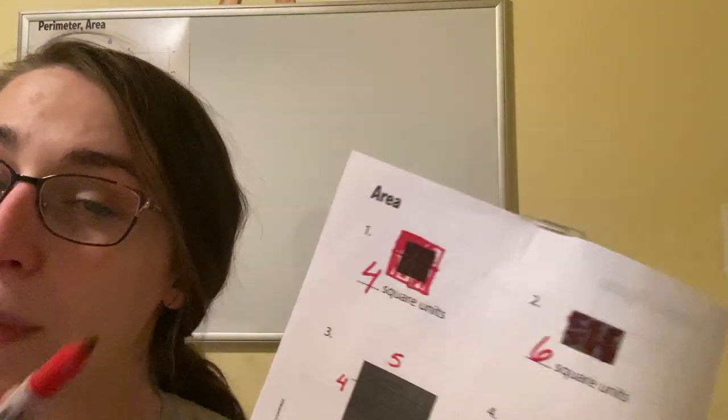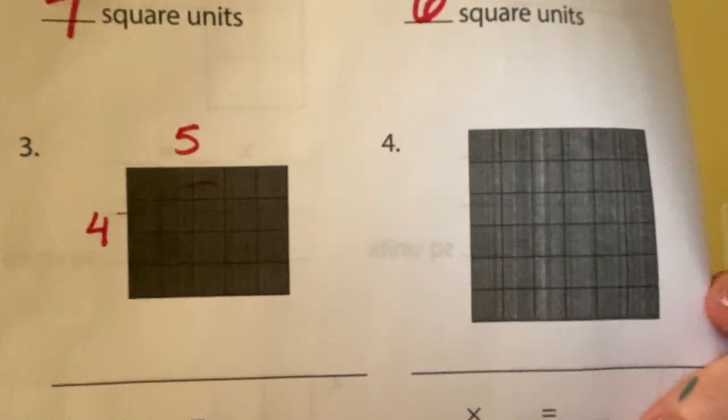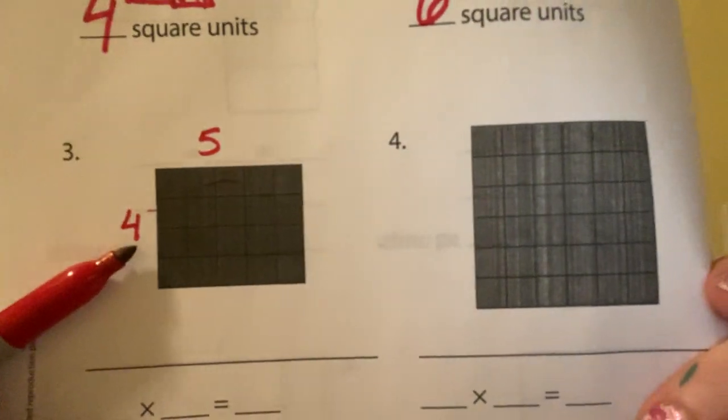If you weren't gonna count by ones, if you weren't gonna go 1, 2, 3, 4, 5, how else could you figure out how many unit squares are here without counting by ones?